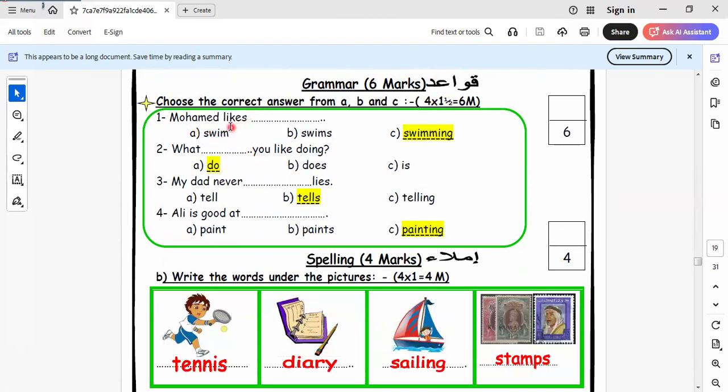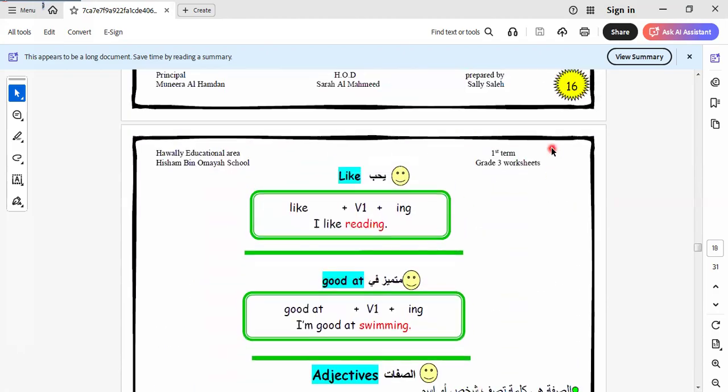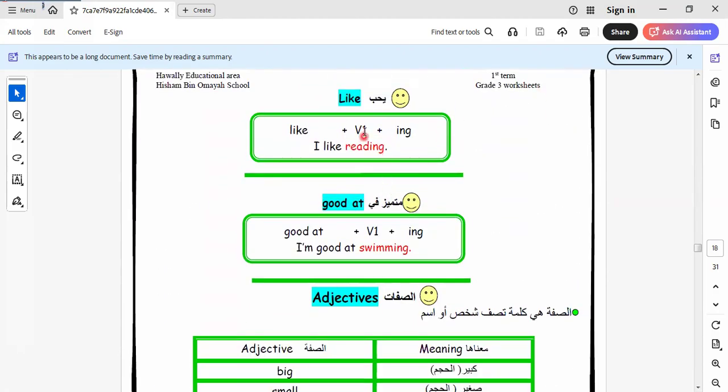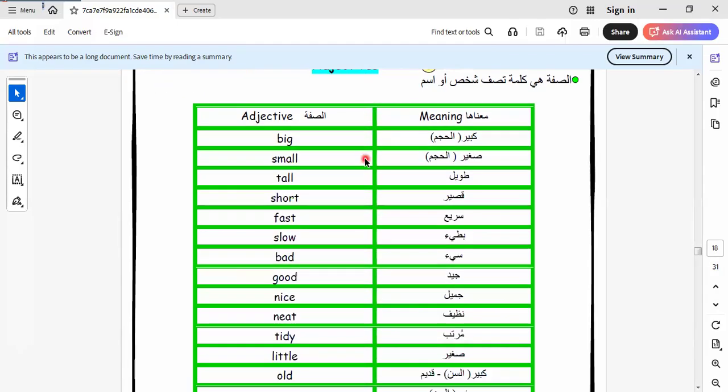Muhammad likes swimming. Why put ing? Because we know the rule of like, adding ing. I would like to return to the rule in this page. We have here like and adding ing to the verb, like reading. So in this rule, we know that like must be followed by what? I would like to listen to you, grade 3. Raise your voice. Gerund, you are clever people. Like must be followed by gerund. Again, by gerund. Don't forget this.